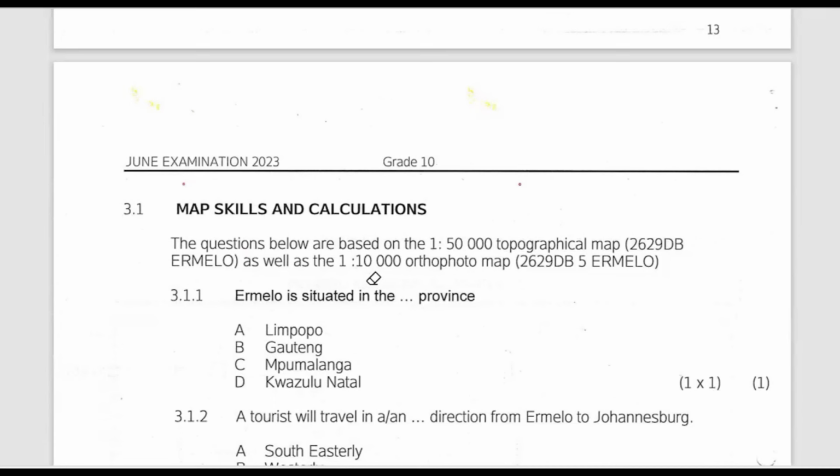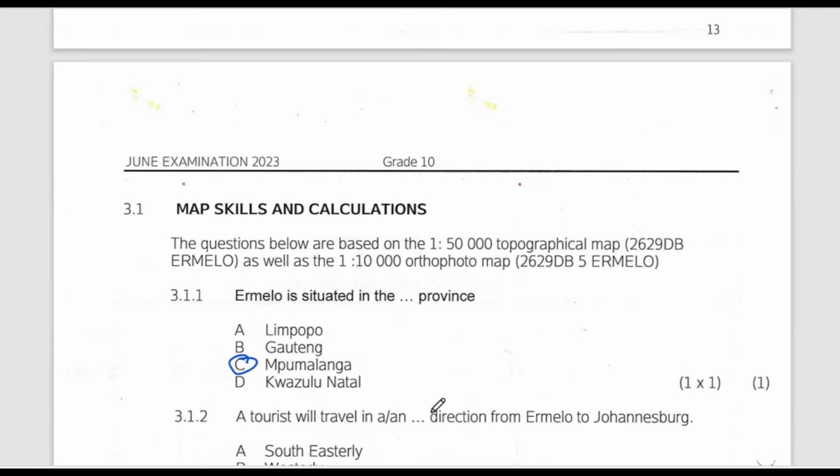It says Emelo is situated in the Dash province. Like what I said, you must be able to figure out map information. It will help you to answer such questions because this information, if you don't know South Africa well, you might be unable to answer the question. You might not know where Emelo is, in which province, but for this sake, Emelo is in Mpumalanga. That is our correct response.